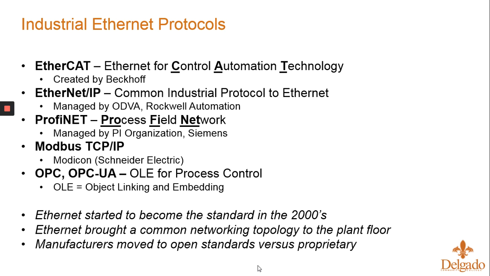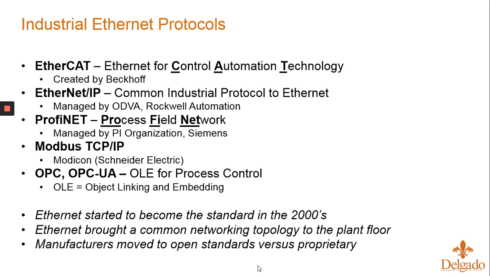Ethernet started to become a standard in the early 2000s; that's when we really start to see the tide turn to Ethernet networking. And like we said at the beginning of this discussion, it was a very common networking topology and had a lot of flexibility. It's also the same topologies and networks that the IT people are aware of. So it's a consistent networking approach from both your OT, operational technology, and your IT, information technology sides. And many of these are open standards.